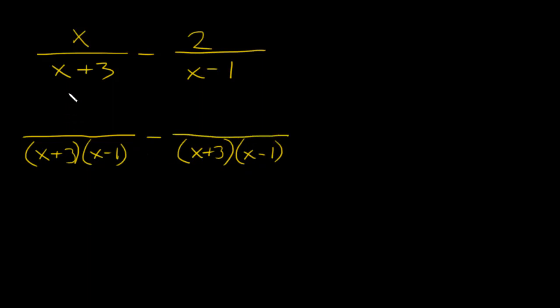Okay, now I have to adjust the top. So what did I multiply the original denominator by here to get the common one? Well, I multiplied that by x minus 1. So I multiply x minus 1 times my top. Now what did I multiply the second denominator by to get the common one? Well, I multiplied by x plus 3. So I have to multiply the top by x plus 3.